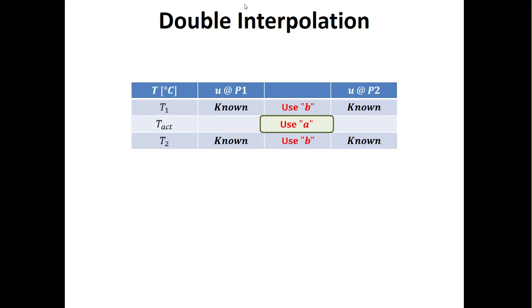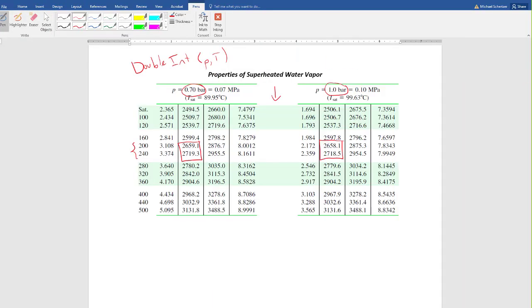So what I try to do when I'm doing this is look for whichever interpolation factor is easier. Here, what I want for the pressure was 0.8, and what I want for the temperature was 220 degrees. So I'm going to call my interpolation factor A with temperature. That's going to be 220 minus 200 divided by 240 minus 200. This is going to be 20 divided by 40, or 1/2.